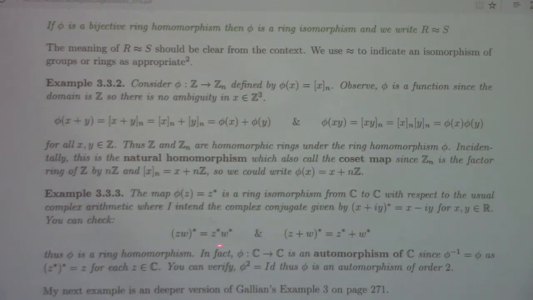Anyway, so long story short, that means that this mapping is a ring isomorphism because this is in fact invertible, right? In fact, it's its own inverse, isn't it? Because if you take the conjugate of the conjugate, you get back where you started. So in fact, sorry if this is rubbing salt in a very fresh wound, but this is in fact an automorphism of order 2.